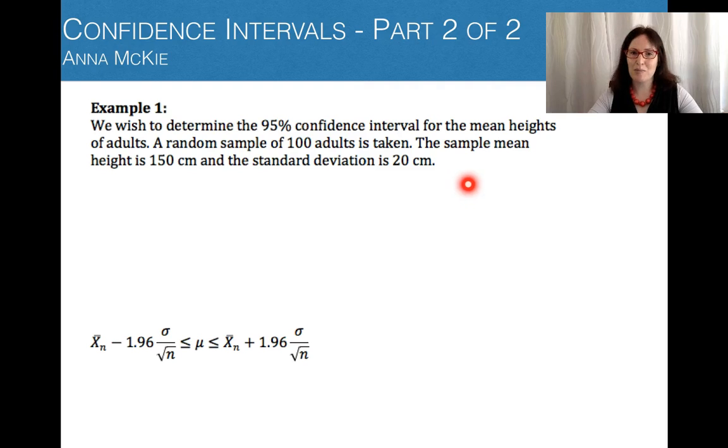So we take samples. A random sample of 100 adults is taken. So that's our N. The sample mean height is 150 centimetres, that's our X bar, and the standard deviation is 20 centimetres. So I'm going to go straight to the calculator and show you how to do that, and then I'll come back and I'll write it down here.